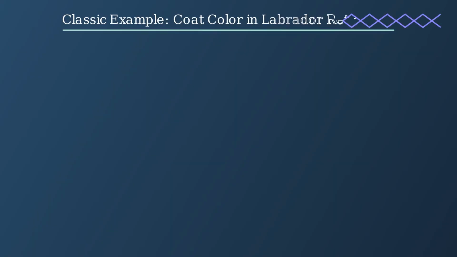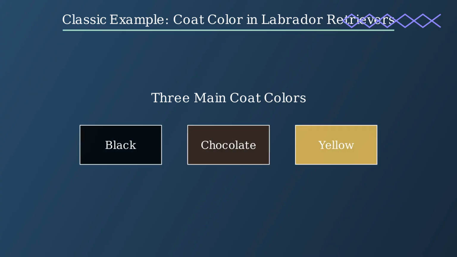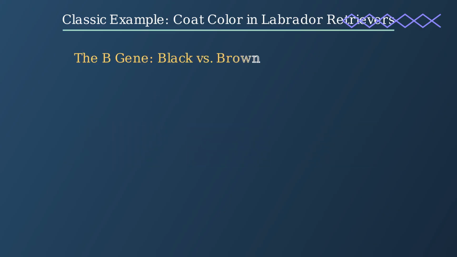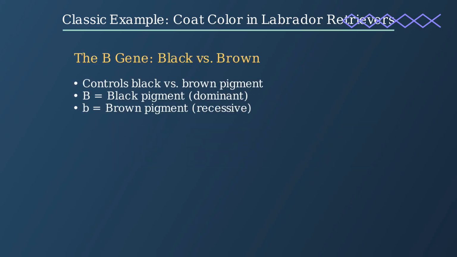Labrador retrievers provide a classic example of how multiple genes can influence a single trait. Labradors come in three main coat colors: black, chocolate, and yellow. These colors are determined by two different genes. The first gene is the B gene, which determines whether the pigment produced is black or brown. The dominant B allele produces black pigment, while the recessive B allele produces brown.